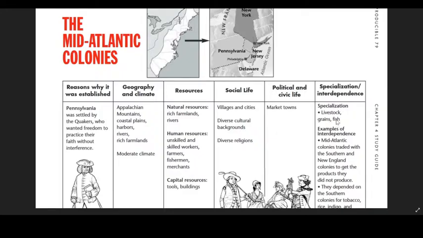And you'll see that here on their specialization. They specialize in livestock, grains, and fish. Of course, they had tools and buildings there. Their social life centered around the villages and cities. So they're going to have market towns where they make their laws.